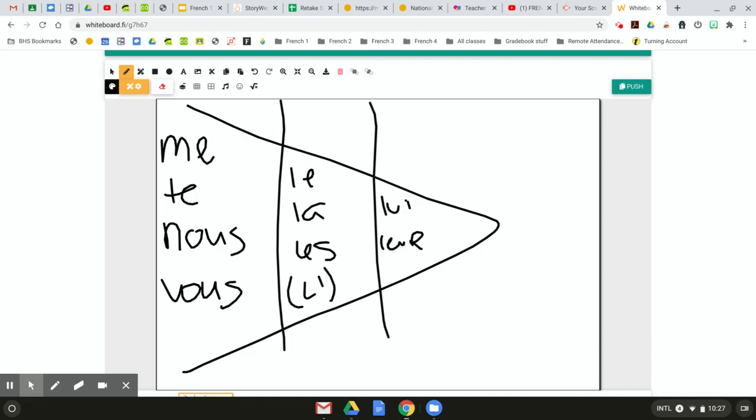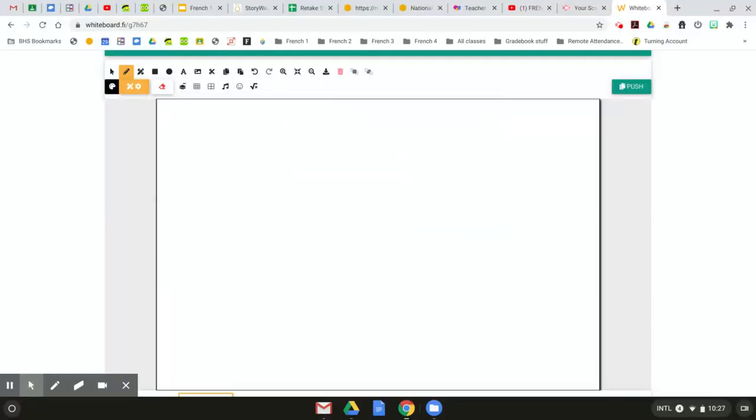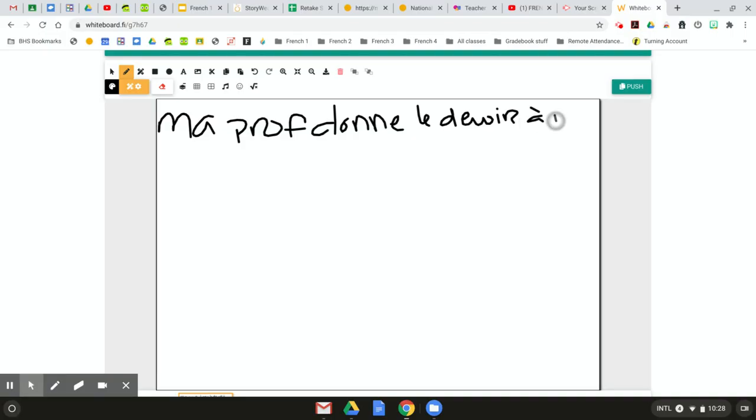And so I'll draw you a couple examples here. So now I've got a whole blank slate. Let's do a couple examples. Let's do my teacher gives me homework. So we've got ma prof, and I'm going to write it without our pronouns in there. Donne le devoir à moi. So this is a really long way to say it. So it's literally my teacher gives the homework to me.